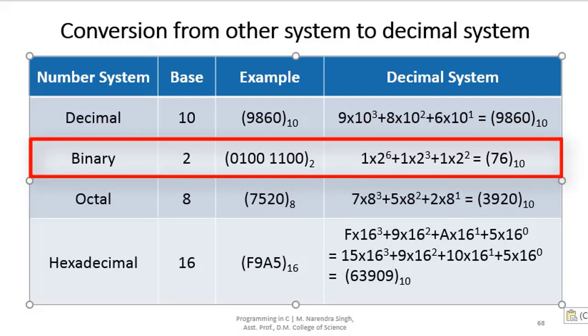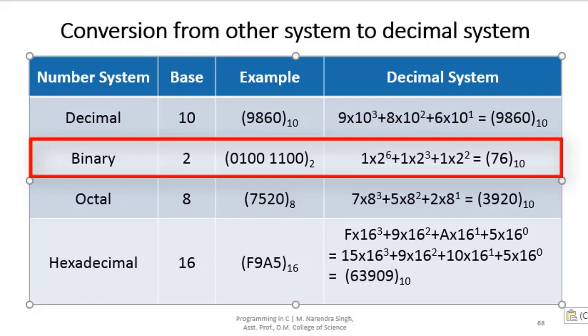The second digit is 1. We multiply it by its place value. Its place value is 2 to the power 6. 2 because it is binary number system, and 6 because there are 6 digits to the right of 1. The next 2 digits are 0, so we ignore them. The next digit is 1, so we multiply it by its place value 2 to the power 3 because there are 3 digits to its right.